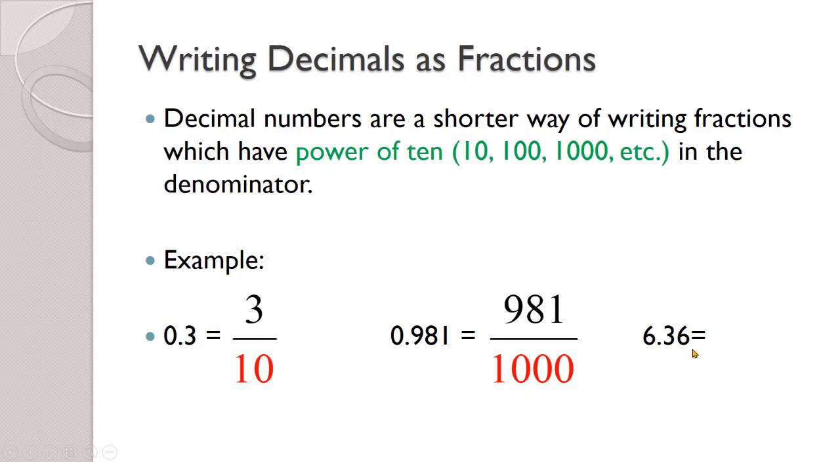What about 6.36? That 6 is just going to stay out in front, and we have two decimals, therefore we should have 2 zeros after the 1 in the denominator. That's 6 and 36/100ths. Now that fraction could be reduced down, but for our purposes we're going to leave it just the way it is.